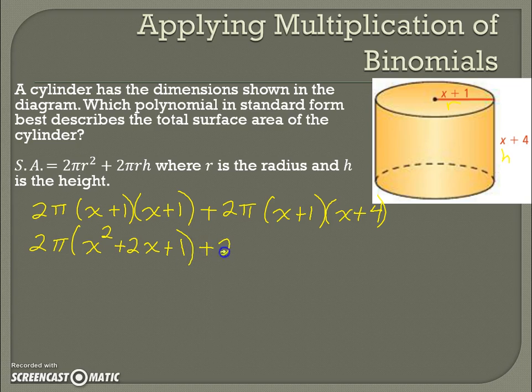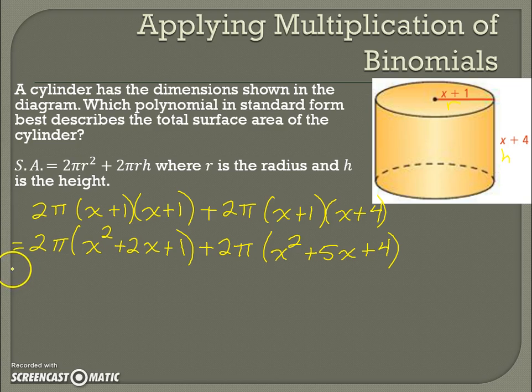And then over here, I get the 2 pi. And then I get x times x is x squared. I get x times 4 plus 1 times x. So that's 4 plus 1 is 5x. And then 1 times 4 is 4. I need some equal signs in here. I apologize for not including those.